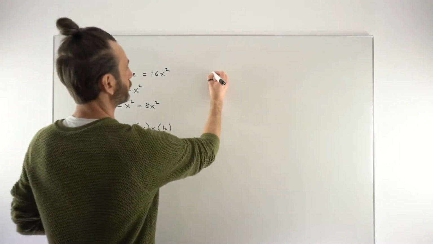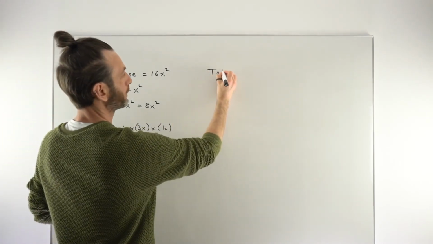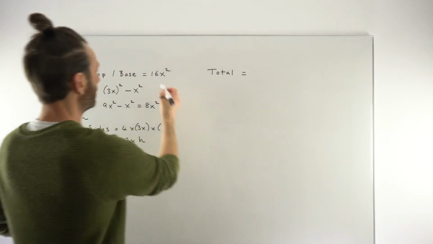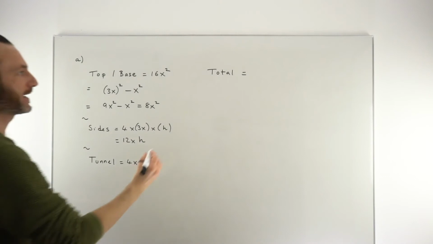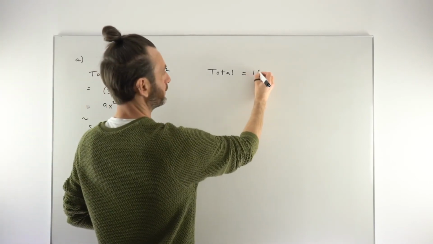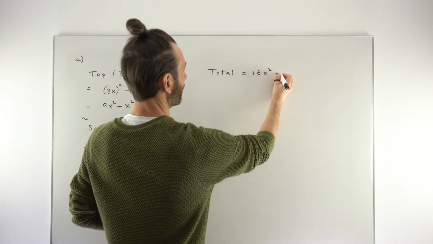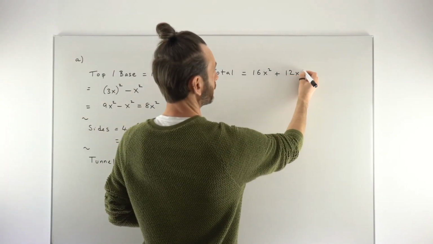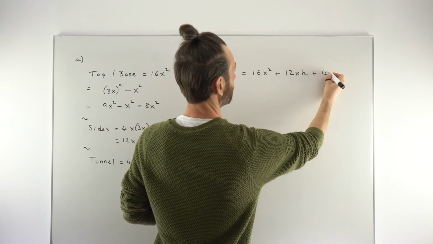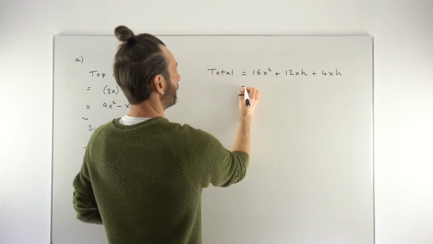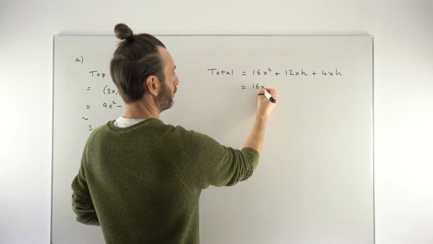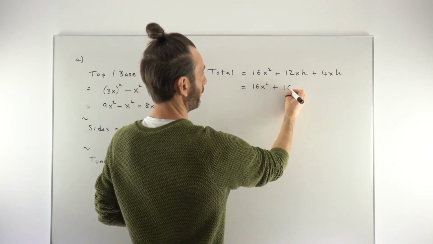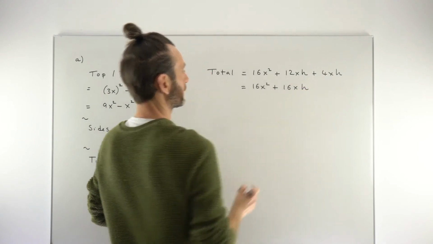Okay, so what does that give us? Well, that gives us a total surface area, which is equal to these guys all added together. So we've got 16x squared, and then we're adding to that 12xh, and we're adding to that 4xh, combining the terms that we can. So we've only got one x squared term. These two are both xh terms, so that will become 16xh.